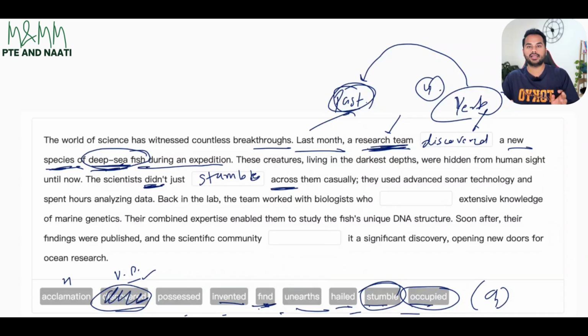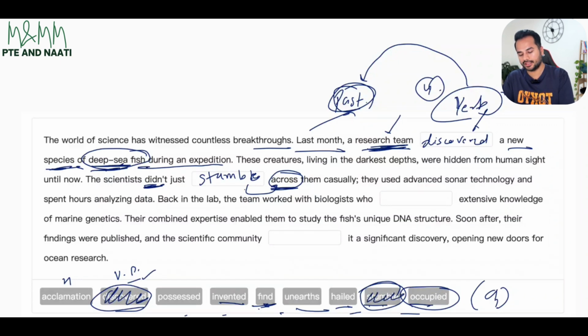Find again would have been the right answer as well over here, but because of the word across, it's a collocation. We always stumble across something, like they accidentally found it, they unintentionally found it, is what they mean over here. So stumble is also used. Next one is this.